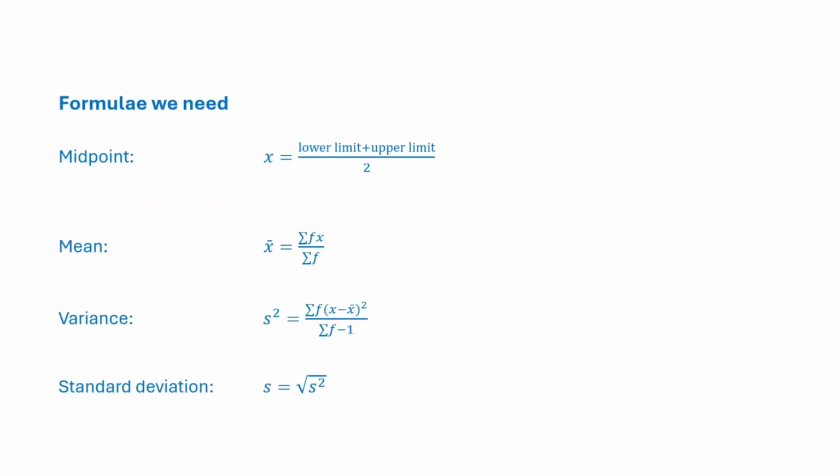Here are the formulae we need. For the midpoint, we use x is equal to the lower limit plus the upper limit, all divided by 2. For the mean, we use x bar is equal to the sum of fx divided by the sum of f. For the sample variance, we use s squared is equal to the sum of f times the squared difference between the midpoint and the mean, divided by the sum of f minus 1. To find the standard deviation, we take the square root of the variance. In these formulae, f is the frequency, x is the midpoint, and x bar is the mean.